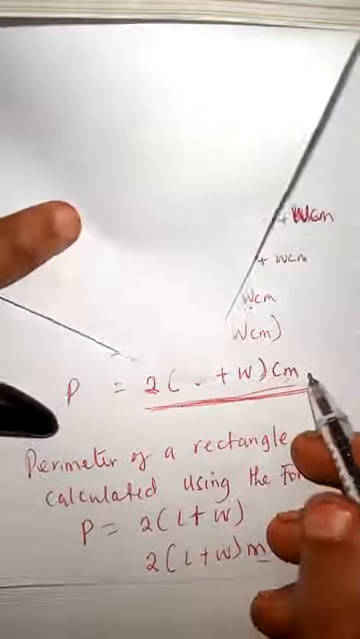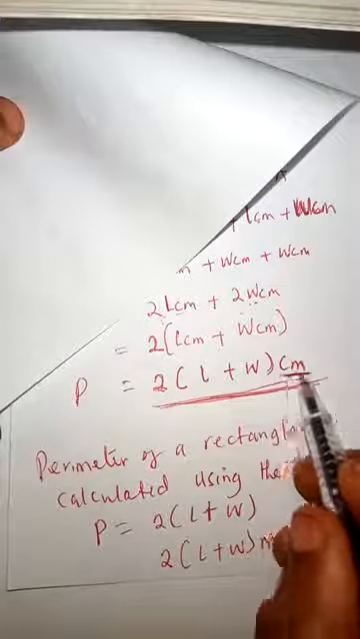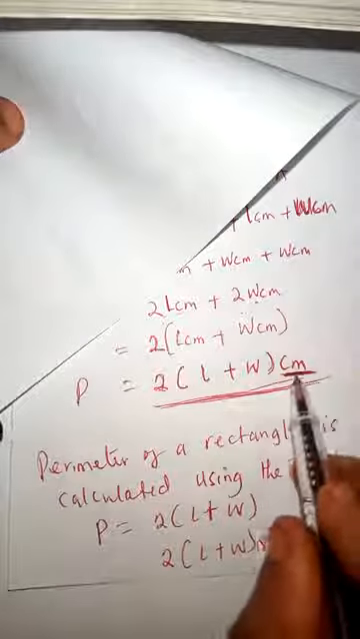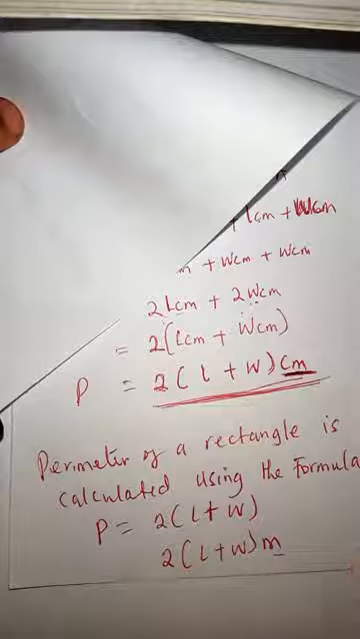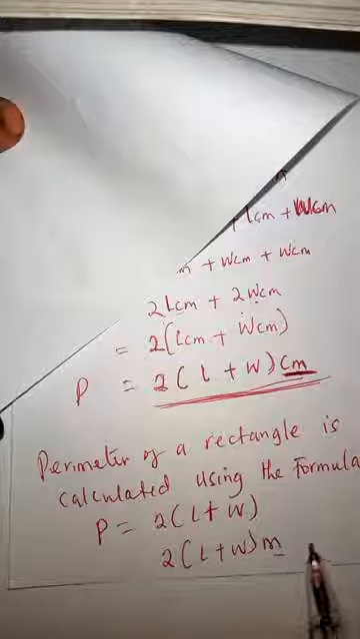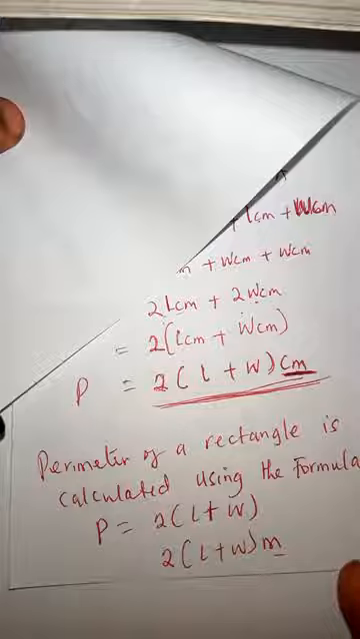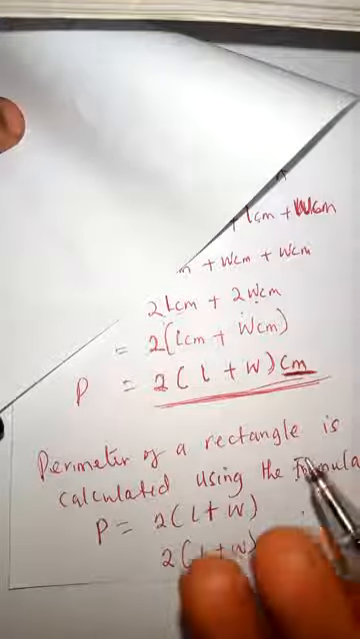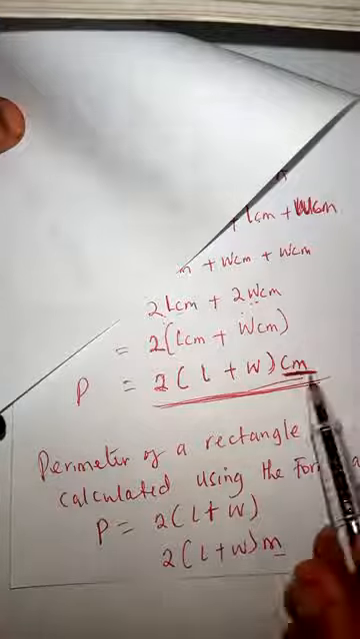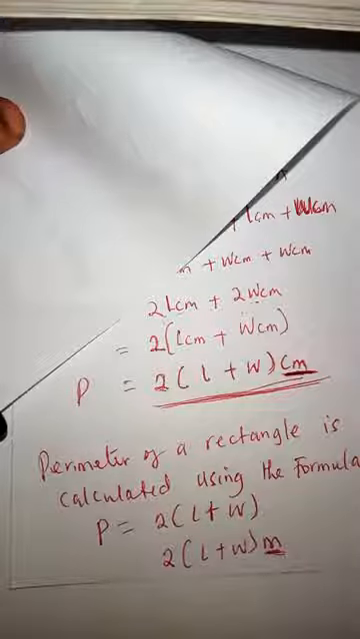This unit here changes depending on what you have been given. Don't forget, this cm can be meter. When we are given meter, it can be millimeter, it can be kilometer. Don't forget that perimeter is measured in length units, and they are kilometers, millimeters, centimeters, and meters. So if we are given cm, we have centimeters here. If we are given meters, we have meters.